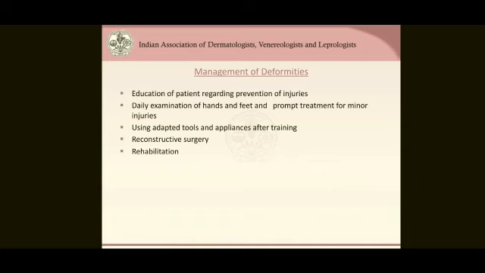How to manage? First is educating the patient regarding the prevention of these injuries due to the sensory loss. Daily examination of the hands and feet, prompt treatment even if the injury is very small. Using adapted tools or appliances after training. Reconstructive surgeries and rehabilitation of these patients.